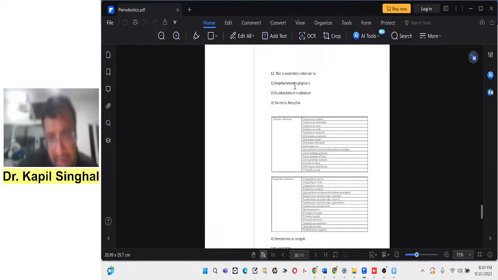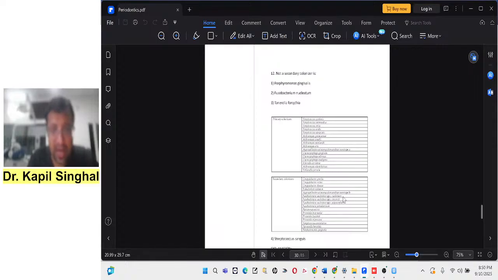Fusobacterium nucleatum is a secondary colonizer. Tannerella forsythia is a secondary colonizer. Streptococcus sanguis: the whole Streptococcus family is primary colonizer except Streptococcus constellatus, which is a secondary colonizer. Except Streptococcus constellatus, all types of Streptococci are primary colonizers. So the answer here would be Streptococcus sanguis.